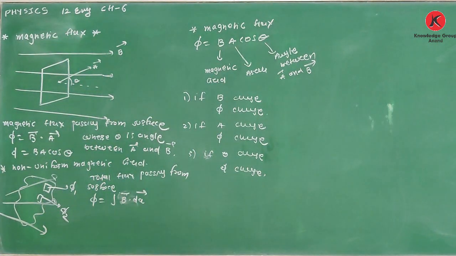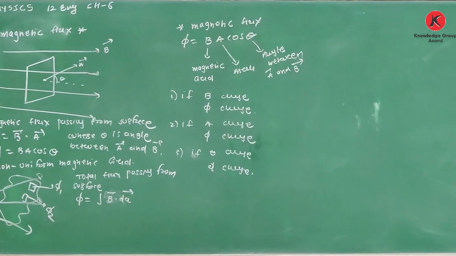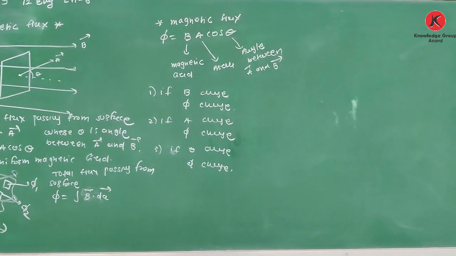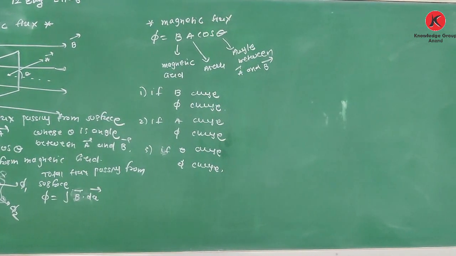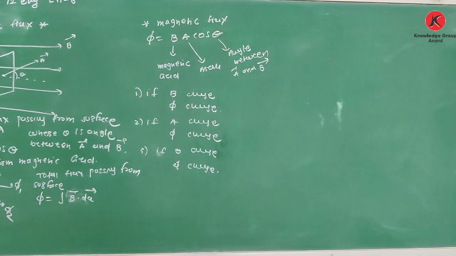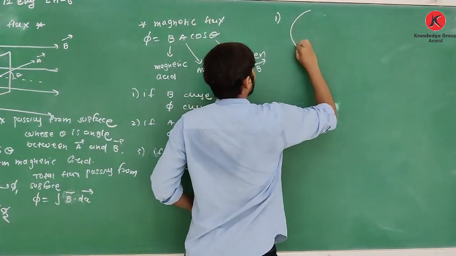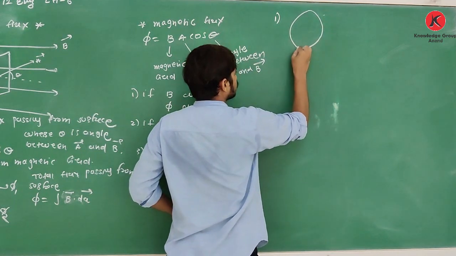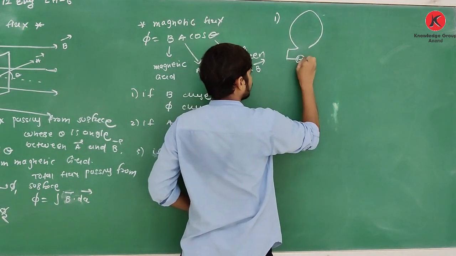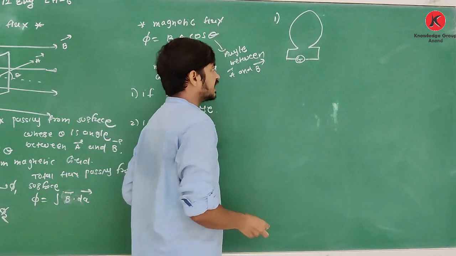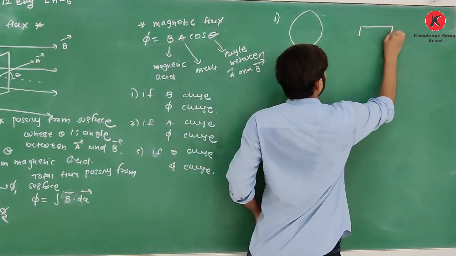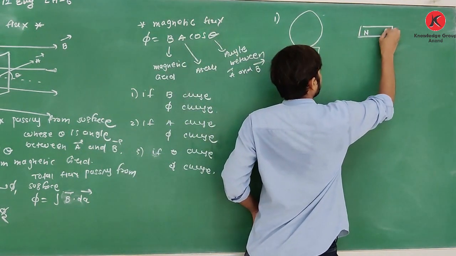How do we understand these experiments? We will again repeat that topic. See, what is the first experiment? First experiment: one coil which is connected with a galvanometer. There is one bar magnet, here it is the North Pole, and here it is the South Pole.